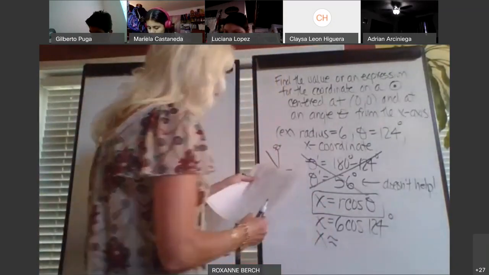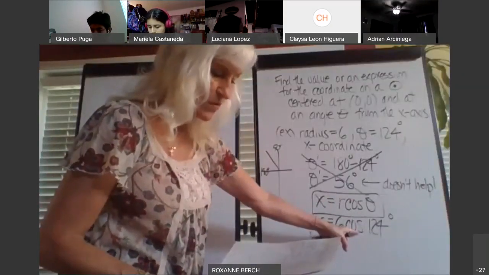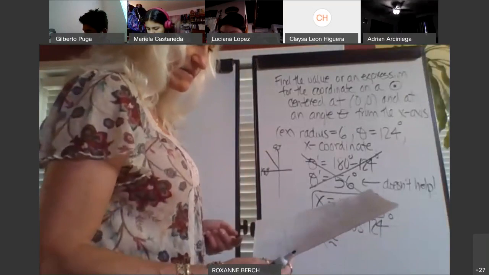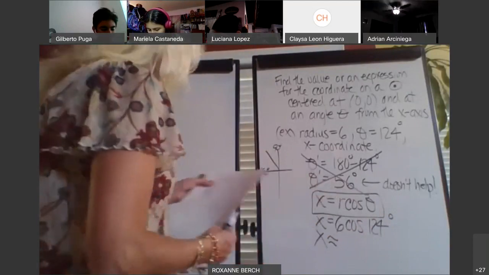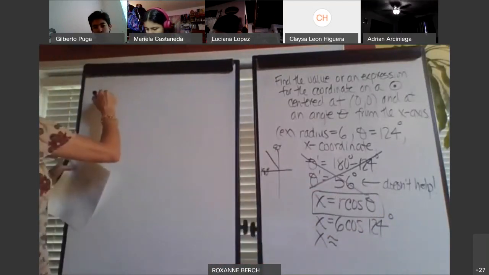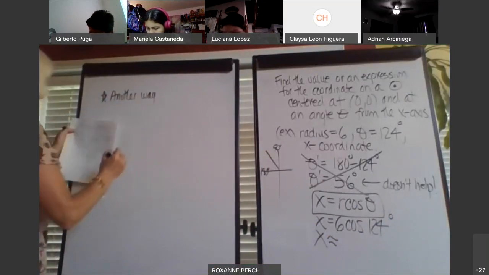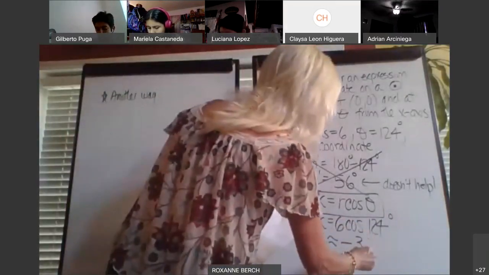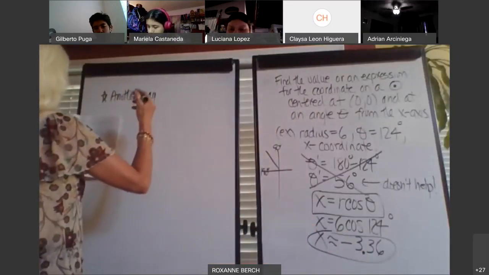5.48127. Can you try it again? Because what you're going to do is put cosine of 124, make sure your calculator's in degree mode, and then you're going to multiply by 6. Is it negative? It's negative. Negative 3.35. Yep. Negative 3.3. I think it's 6. Yeah, rounds. Thank you.